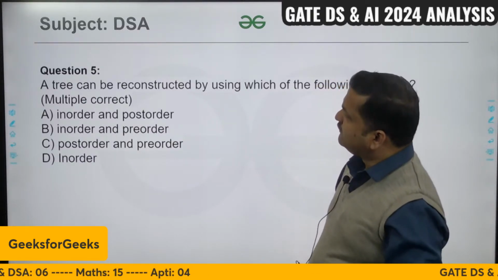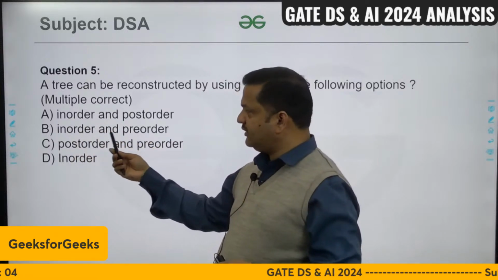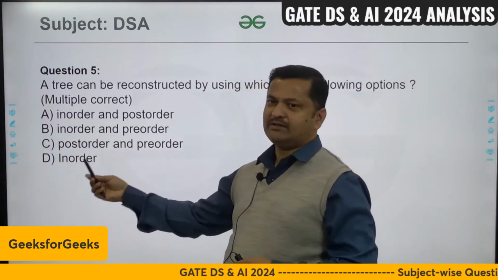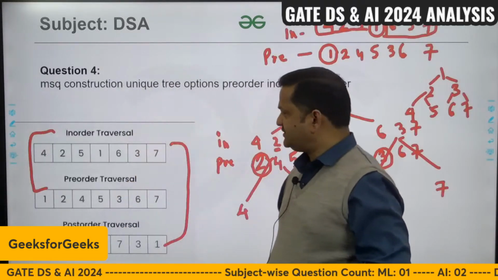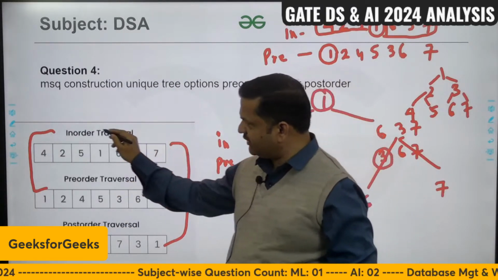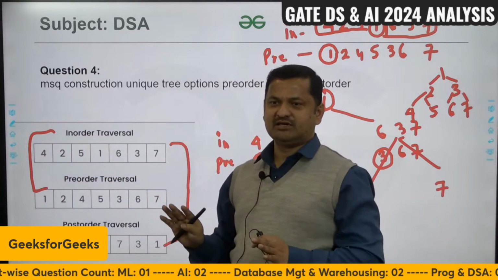All right, so we have the options here: in-order with post-order, in-order with pre-order, pre-order with post-order, and the in-order alone. Now let me go back to the previous question and see: if we have only the in-order sequence, we cannot trace the entire tree.